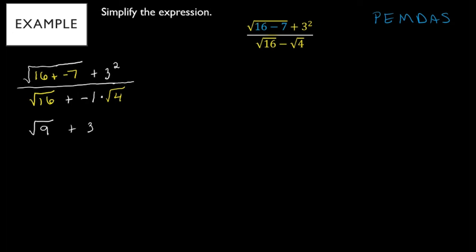Then I have my plus 3 squared over, and then the square root of 16 is 4 plus a -1 times, and then the square root of 4 is 2. And then again, same thing with the fraction bar. You need to make sure your fraction bar covers everything in the bottom that you need it to cover. Because if it stops too soon, then it's no longer in the bottom.